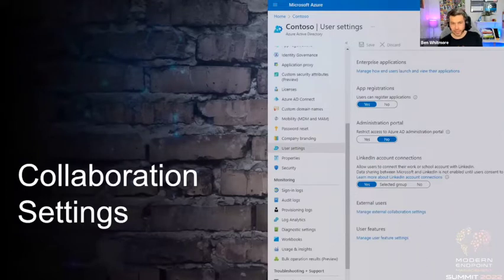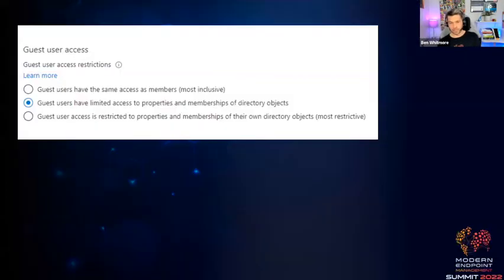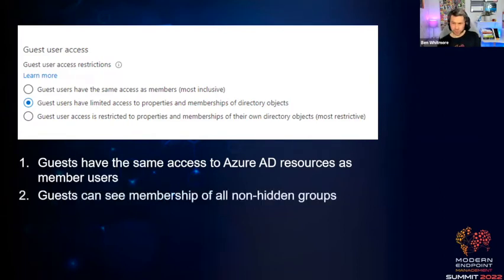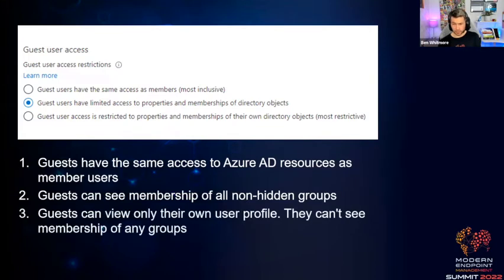Collaboration settings is another gap that we see not configured on a tenant. So by default, guests have permissions that maybe you don't want them to have. Guests have the same access to Azure AD resources as members do. Guests can see memberships of all non-hidden groups, so that's the default option when you sign up for a new tenant. Or guests can only view their own user profile. They can't see the memberships of any groups. So that third option would be my recommendation in the Azure portal.